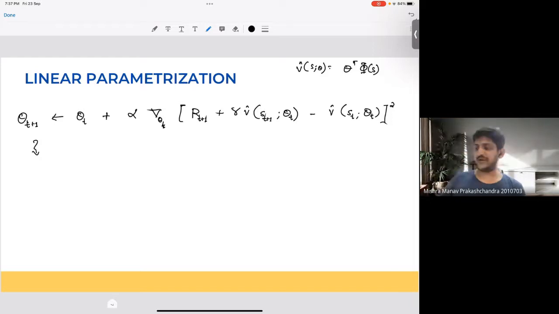Now, there is one slight trick that these guys do. This is the target part, right? They magically assume that the gradient doesn't operate on the target, but it directly operates on the current estimate.